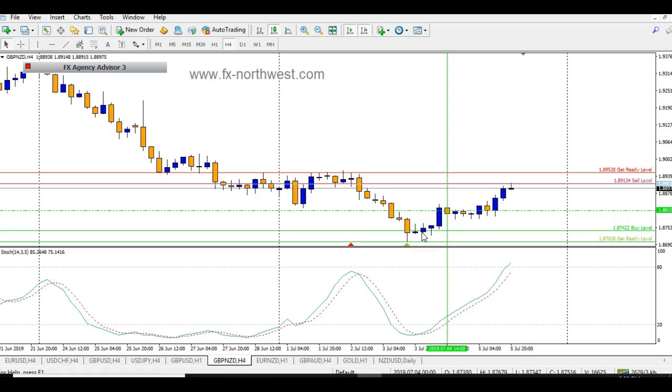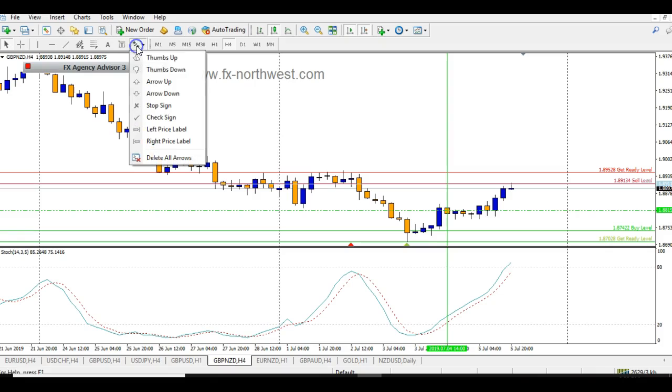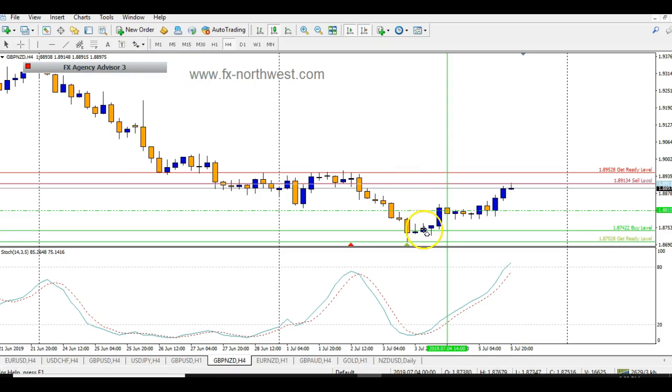Oftentimes there are 8 candlestick reversal patterns, and if you know those, it makes it a lot easier. In this trading example, we have an inside bar. Notice the inside bar here on a 4-hour chart. The next candle is our buy trigger. So we have a buy signal, an inside bar, and the advisory indicator is giving us a buy alert.